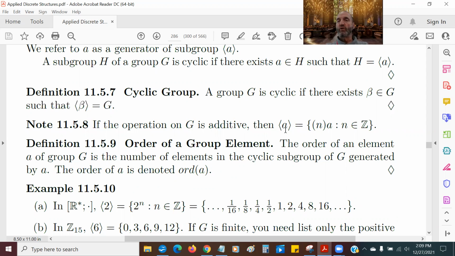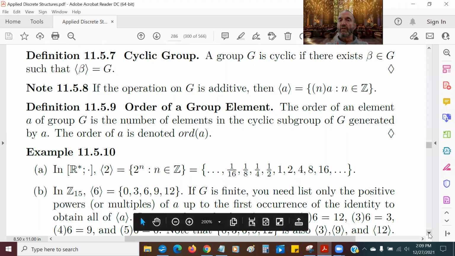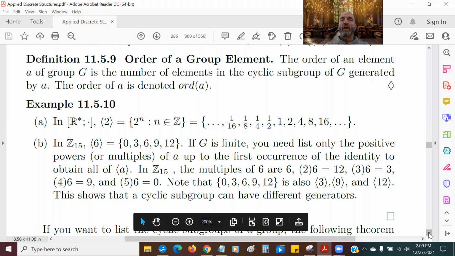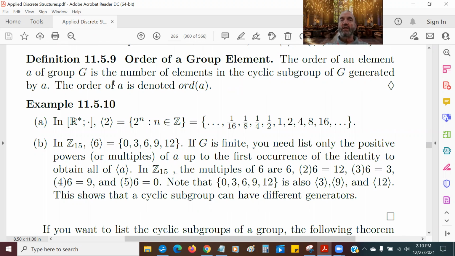Now, of course, when I talk about powers, it could just mean adding it multiple times. So you've got to use that idea: the order of a group element. The order of an element A of a group G is the number of elements in the cyclic subgroup of G generated by A.